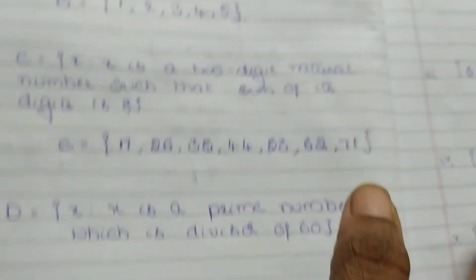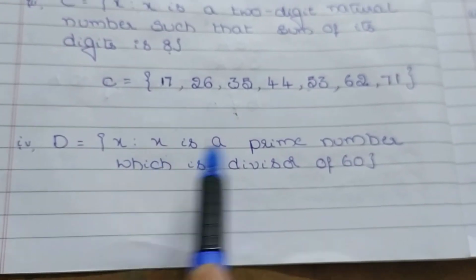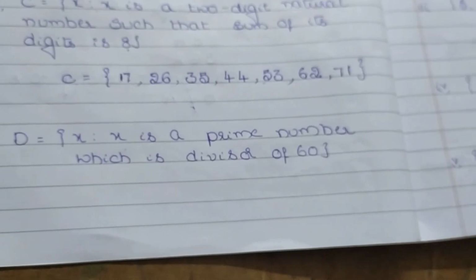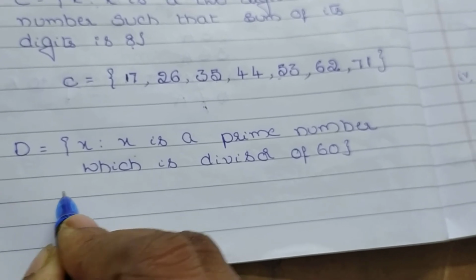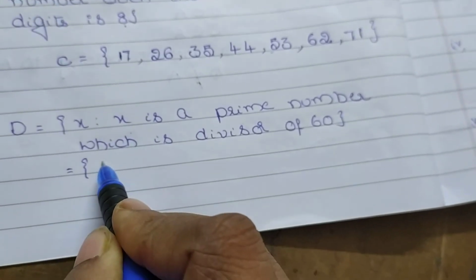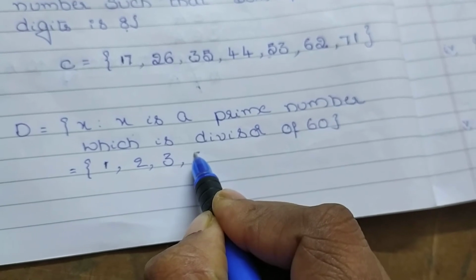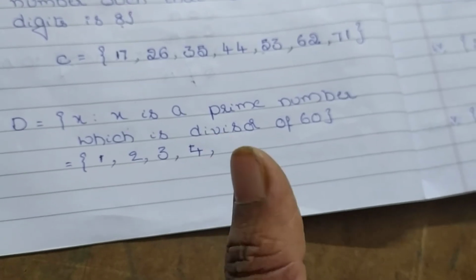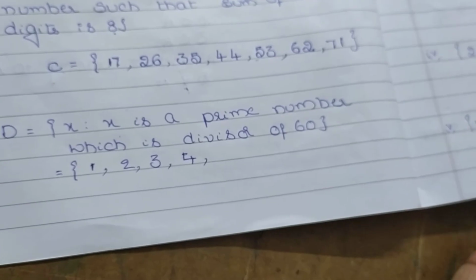Now coming to the fourth one, D equals the set of x such that x is a prime number which is a divisor of 60. So we have to write the prime numbers which are the divisors of 60. First let us write the divisors of 60. What are the divisors of 60? They are nothing but the factors of 60. So let us write those: 1, 2, 3, 4. I am writing the factors of 60, not the prime numbers. Afterwards, we will see which are the prime numbers which are factors of 60.